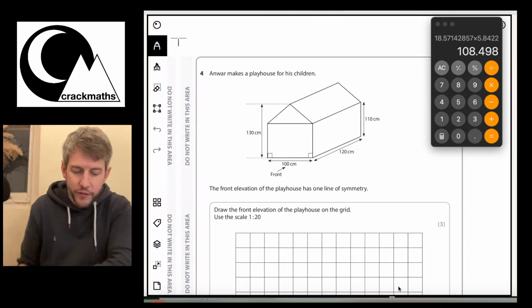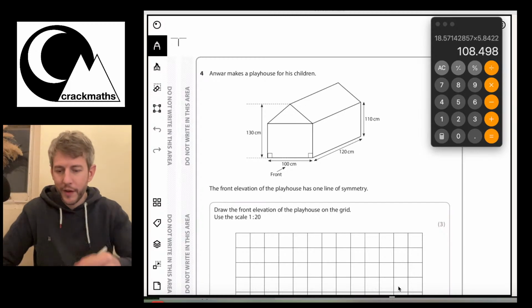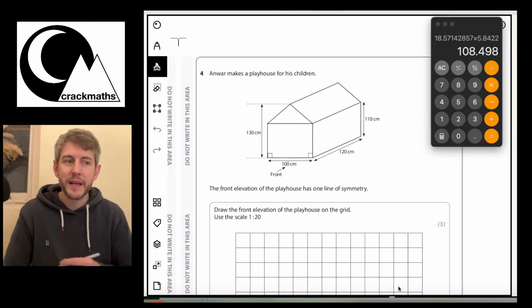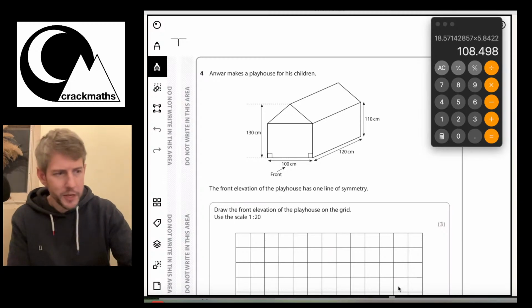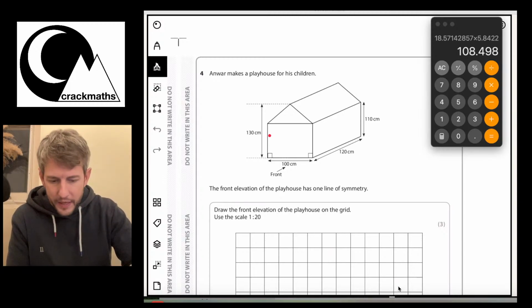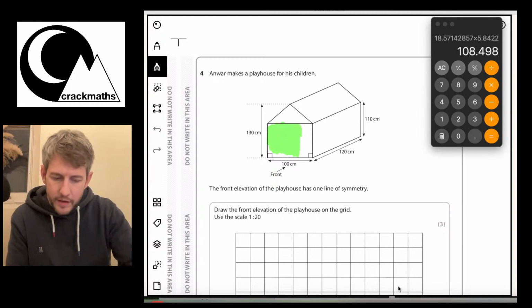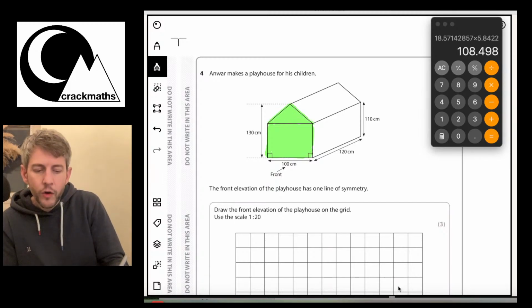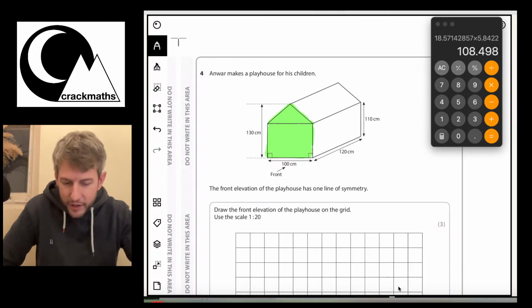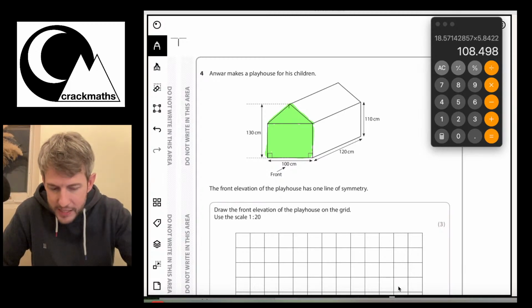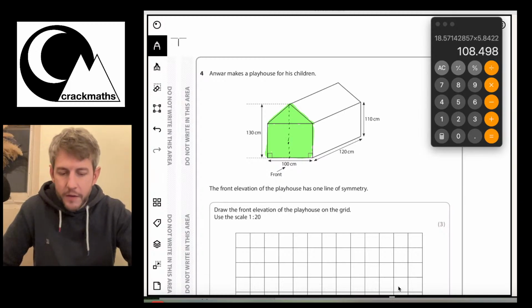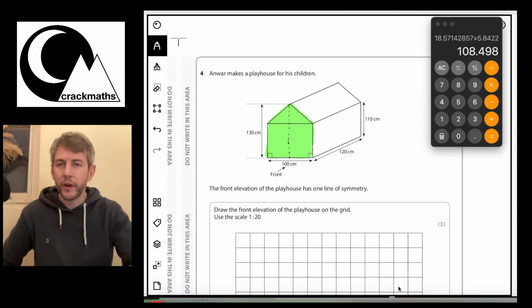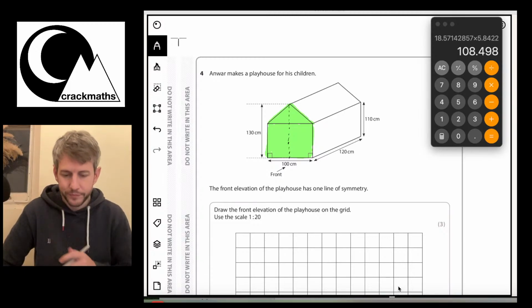The front elevation of the playhouse has one line of symmetry. Just to let you know, the front elevation means the view that you see from the front. So I'm going to shade that in, so that would be this bit here. And one line of symmetry means that this peaks in the middle, so the point of the triangle is going to be exactly in the middle.